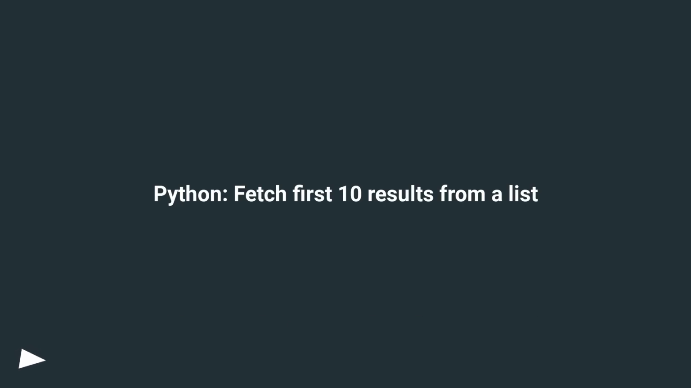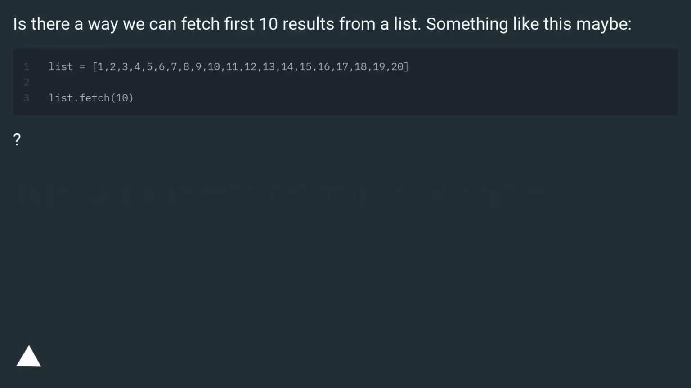Python, fetch first 10 results from a list. Is there a way we can fetch first 10 results from a list? Something like this maybe.